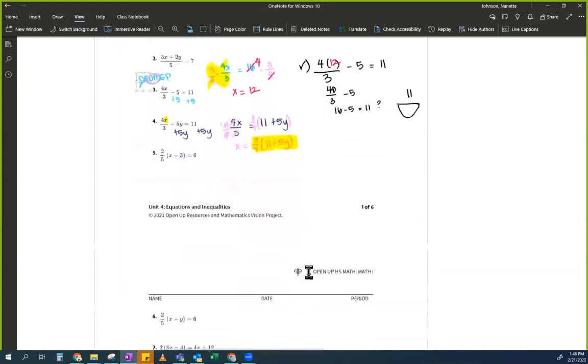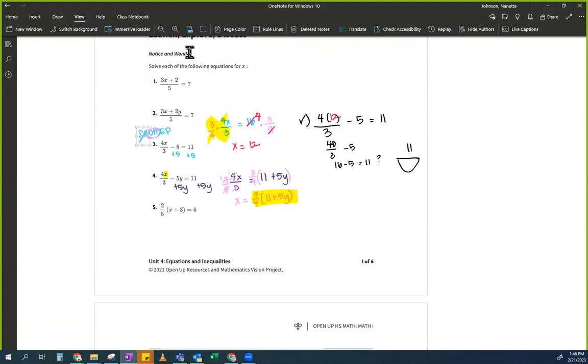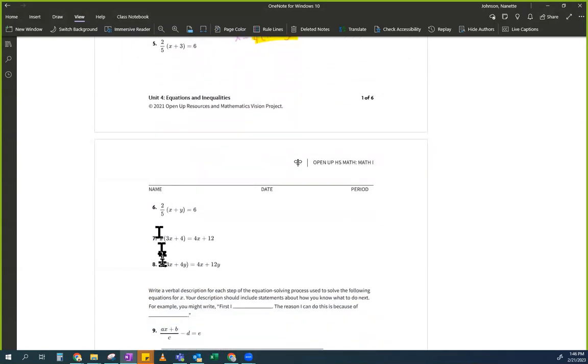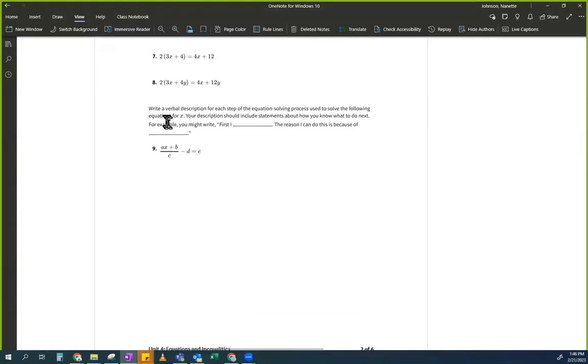All right, let's continue. So the whole point of all of these numbers here, by the way, is that if you forget how to do it with variables, just use numbers instead. And that was our strategy for the last session too, right? So I want you to practice these over and over again. It says write a verbal description for each step of the equation solving process used to solve the following equations for x. Your description should include statements about how you know what to do next. For example, you might write, first I blank. The reason I could do this is because of blank.